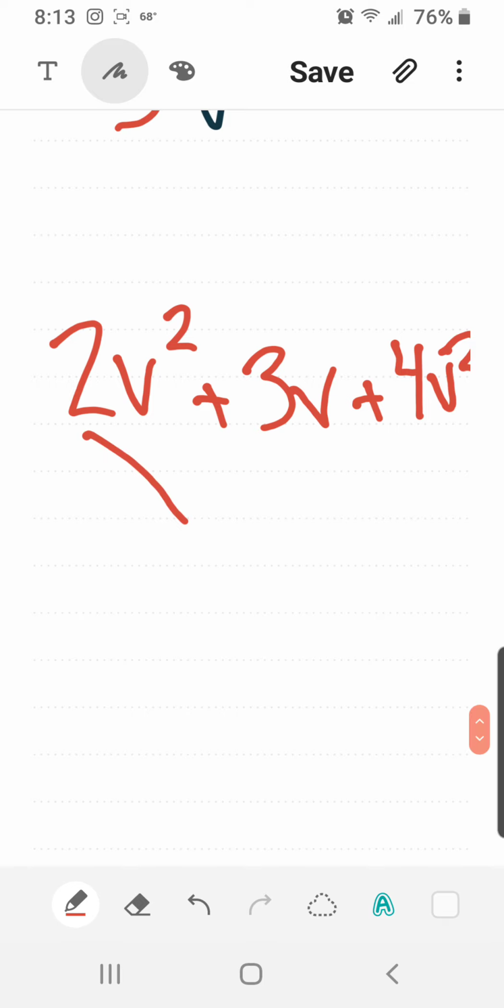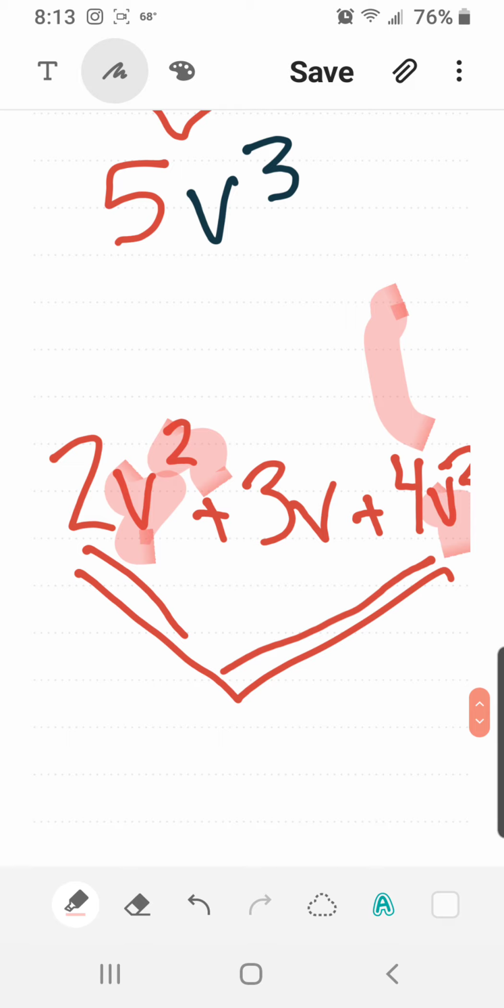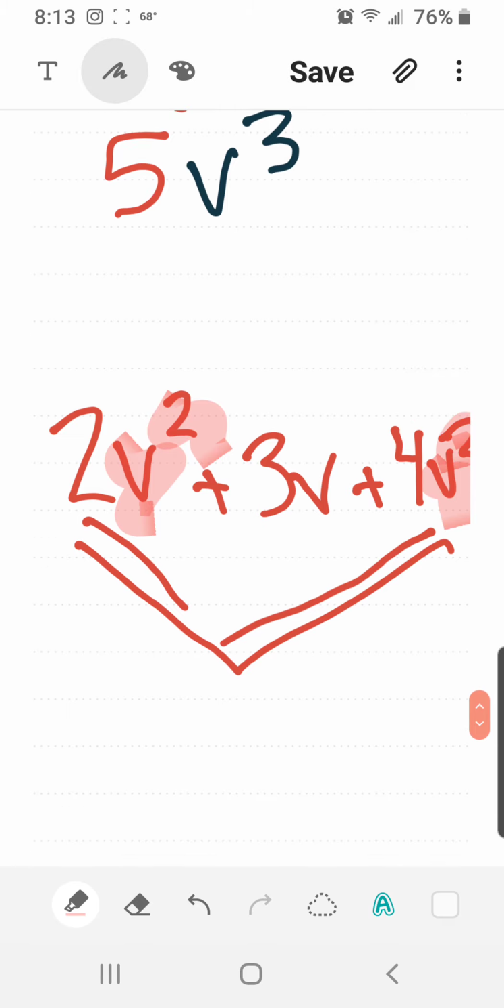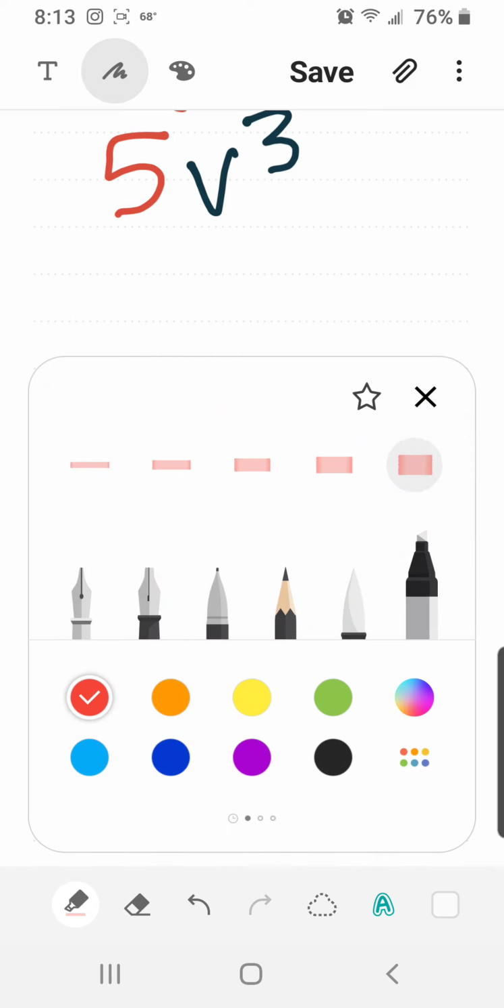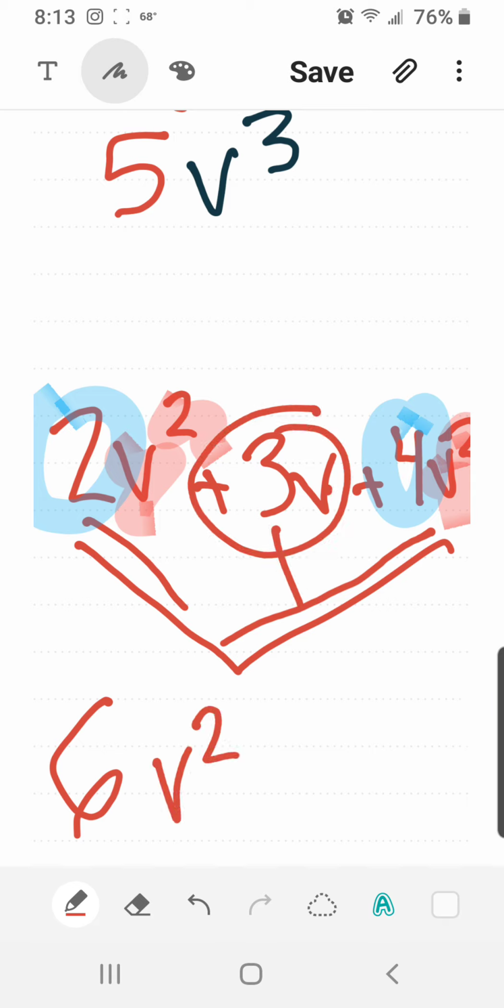Okay, 2v squared and 4v squared, we can combine that because it has the same variable and exponent. Right? So then we just combine the coefficients, and we have 2 plus 4, that gives us 6. We have 6v squared. What happens to this guy right there, the 3v? We just leave it by itself.